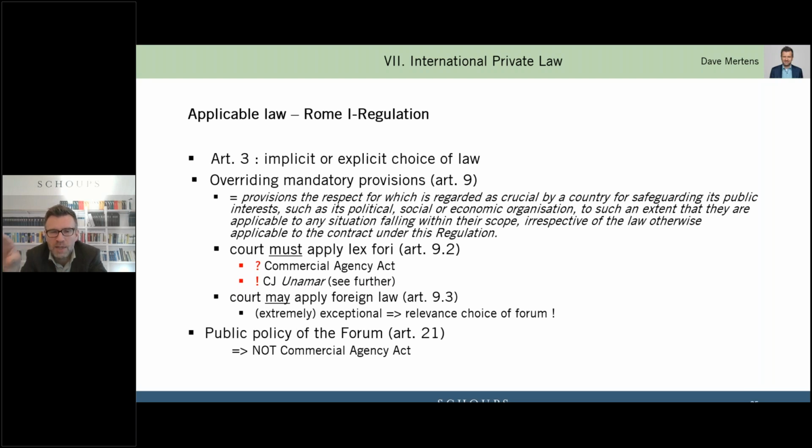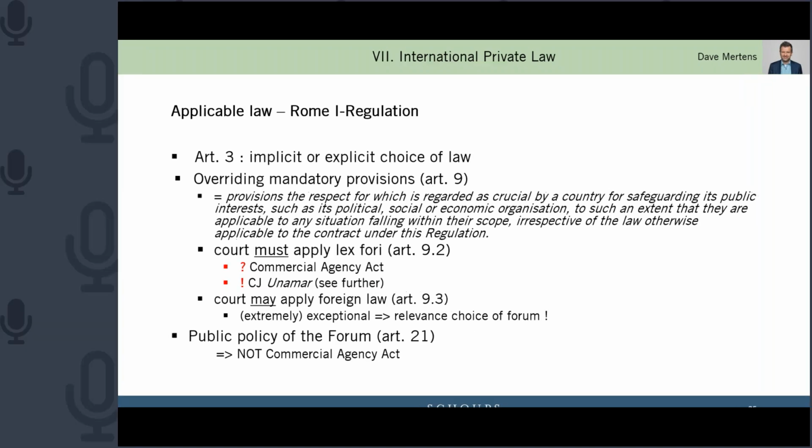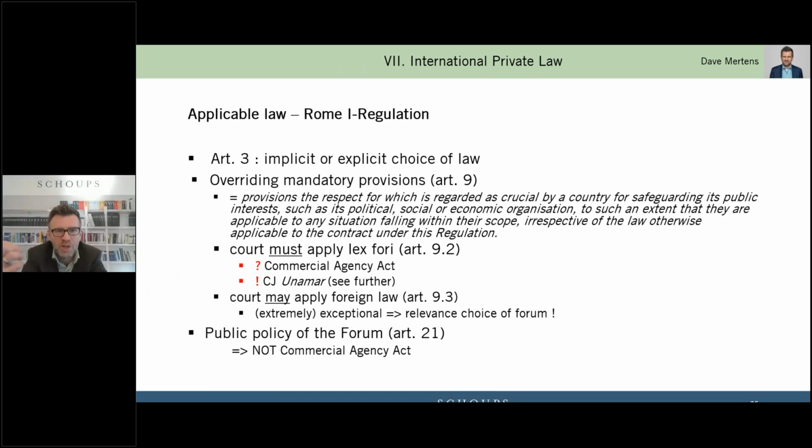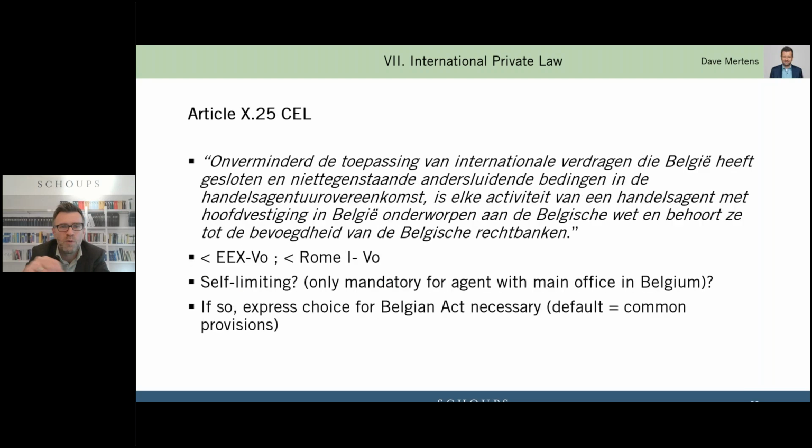But even if I look at this regarding Unamar, if I look at the last version of Article 9 of the Rome I regulation, as opposed to the Rome I convention that applied to older contracts, overriding mandatory provision is so crucial, etc., that I think that none of the provisions of the Commercial Agency Act fall under the current definition of overriding mandatory provisions. But that's a bit under debate, that's, well, my opinion. You have it whether you want it or not.